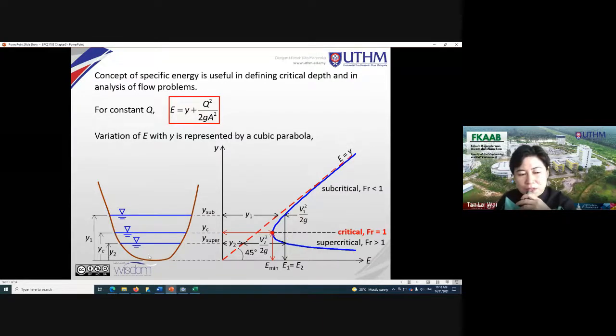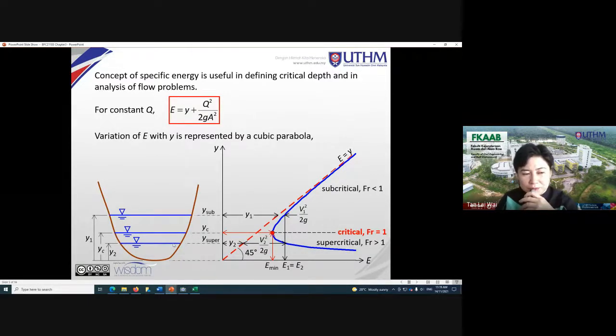Let's look at here. If your depth increases, this would be the plot of your E-y. That means this is the corresponding depth of flow. If you calculate or determine the specific energy, this is the point that you'll get with respect to the subsequent E. So I have the plot here.